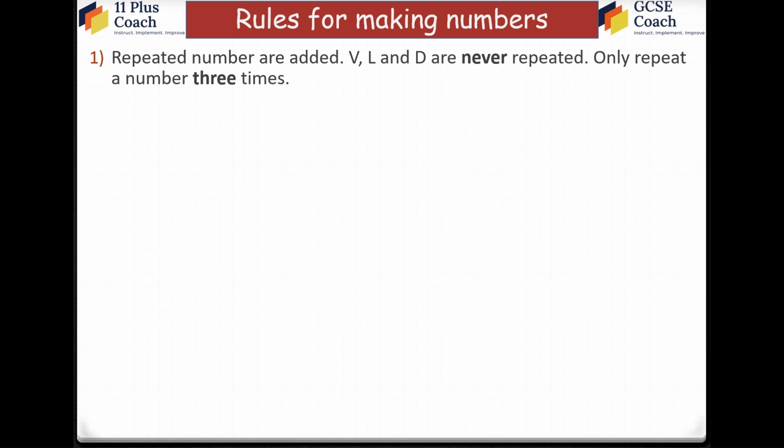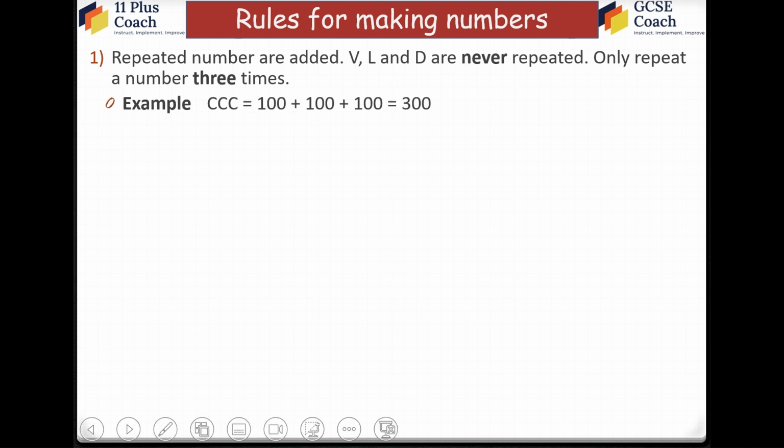Only repeat a number 3 times. So the other letters can be repeated, but only a maximum of 3 times. Here are some examples. If you see the letter C repeated, C represents 100. So 100 plus 100 plus 100 equals 300. So when you repeat letters, you always add them.